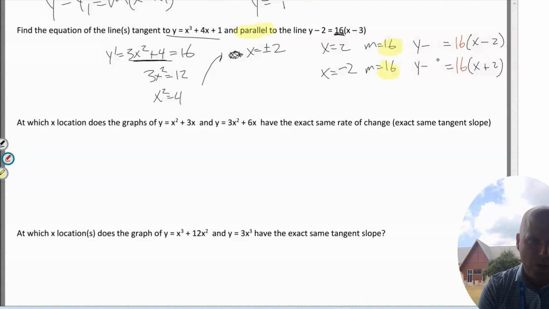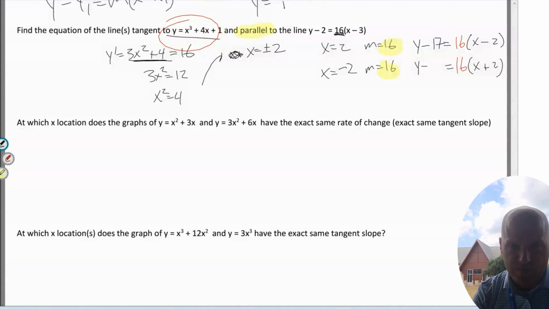What do I need? I need a y. How do I find the y? Original equation. Plug in 2 into the original equation. I get 8 plus 8 plus 1 is 17. Plug in negative 2. I get negative 8 minus 8 plus 1, which is negative 15. So I got y minus negative 15.